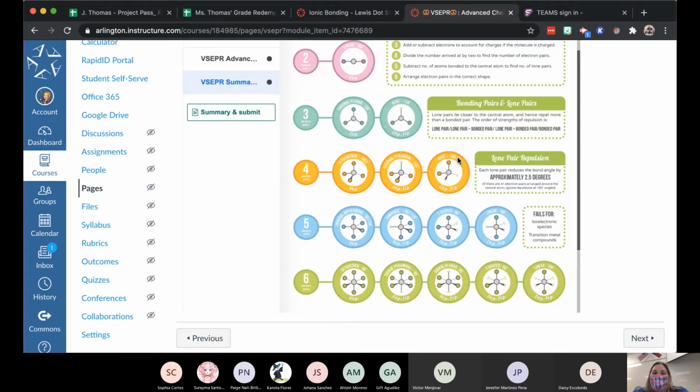So if you look, the angles are different as well. This one, we just said it was less than 120. This one, actually both of these, trigonal pyramidal and bent, are going to just say less than 109.5, because tetrahedral was 109.5.